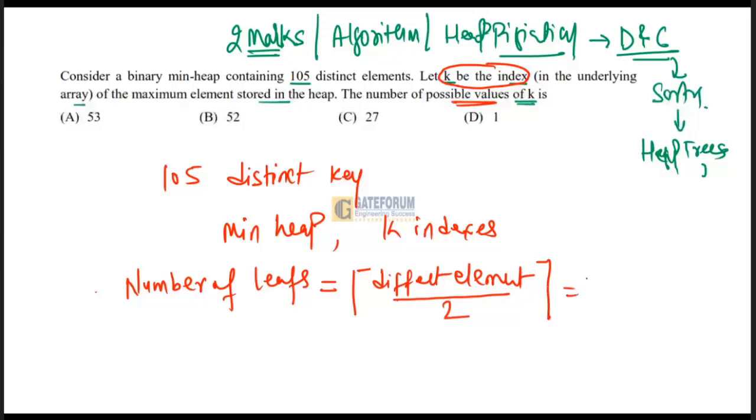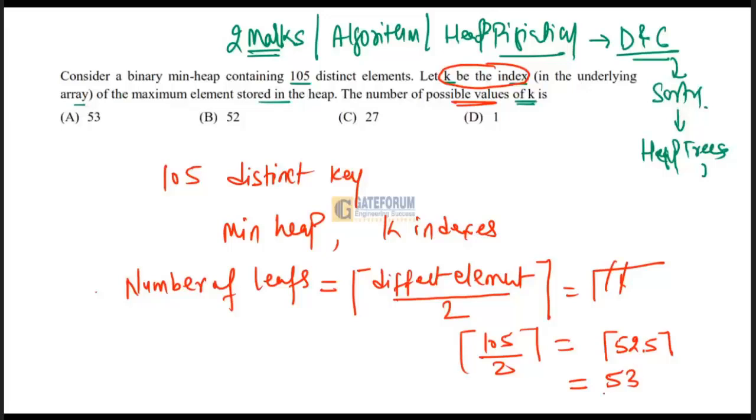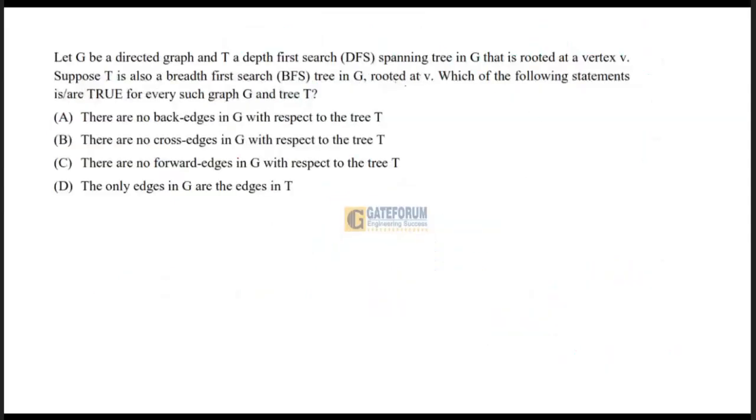So the total number we have here is 105, divide by 2 and take the ceiling value. So I will get 52.5, so it will give me the upper value, that is 53. Direct formula. So 53 is the correct answer of this question. I hope it is clear. This question was asked from algorithm.